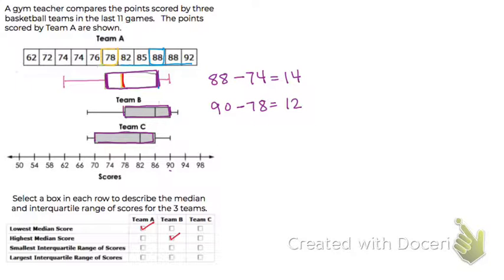And then for Team C, the biggest number here is at 86, and the smallest number is at 70. So when you subtract those, you get 16. So the one with the smallest interquartile range is Team B, and the one with the biggest interquartile range, the biggest box, is Team C.